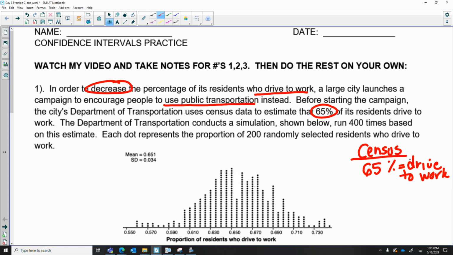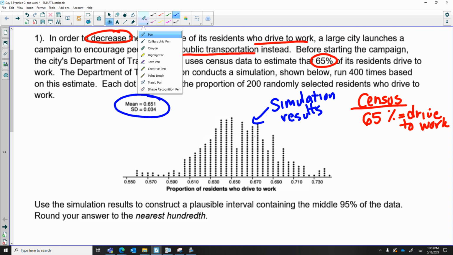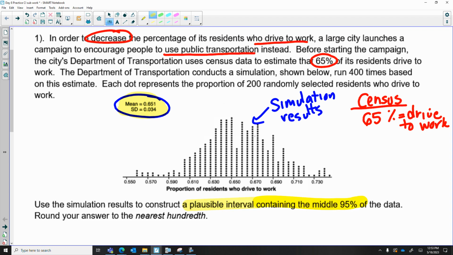So then they conducted a simulation, and this dot plot is based on the simulation results, based on that premise from the census, and they got these results. So we're going to circle on the left. This is the key information we're going to need to make our confidence interval. So it says, using the simulation results, construct a plausible interval containing the middle 95% of the data. So we are going to do a 95% confidence interval based on this data, okay?